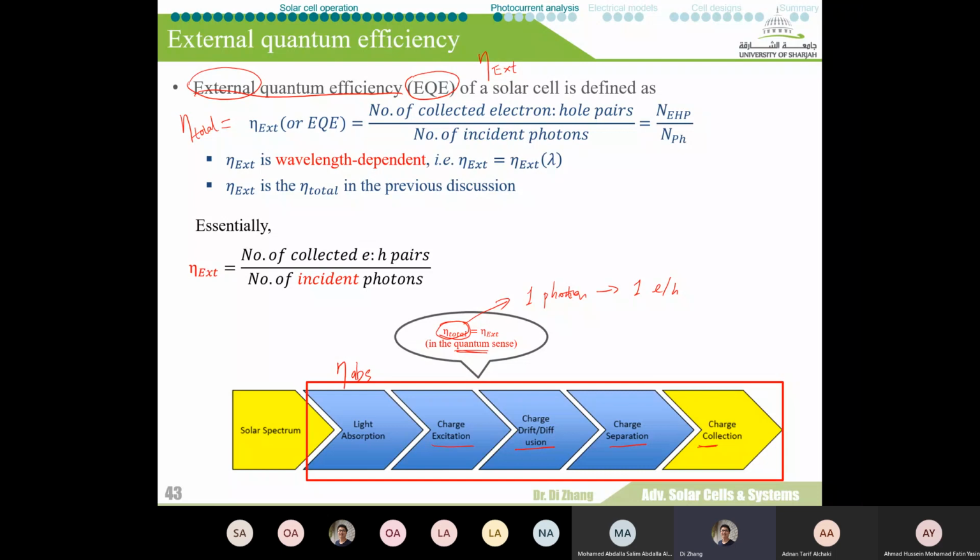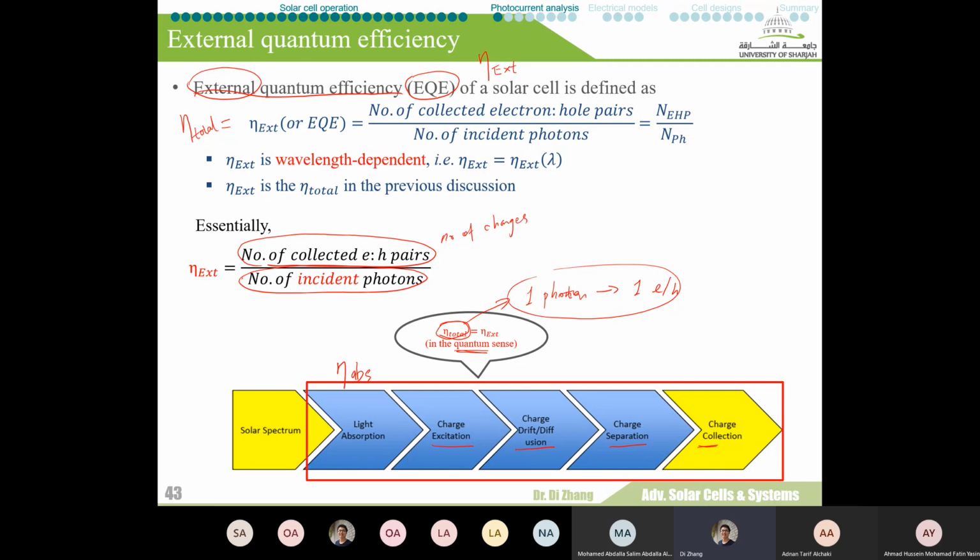So what is the exact definition for external quantum efficiency? Again, we're talking about the quantum sense, so we need to look at the numbers, the number of particles, the number of photons. Specifically, the external quantum efficiency is the number of collected electron and hole pairs, essentially the number of charges that you can collect from the solar cell, divided by the number of incident photons.